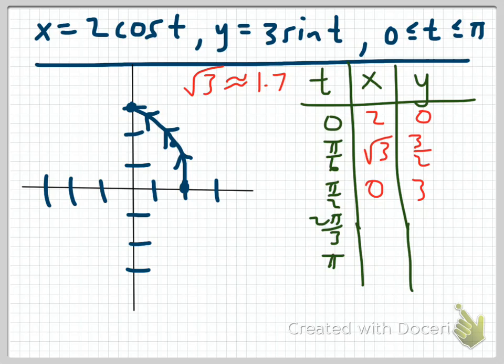And then picking a couple other values, 2 pi over 3, cosine of 2 pi over 3 is negative 1/2, and negative 1/2 times 2 is negative 1. And over here, for 2 pi over 3, sine is radical 3 over 2, so you get 3 radical 3 over 2. Well, I don't know what that is, so I don't care about that yet. Let's just figure out where it is when t is equal to pi. Cosine of pi is negative 1. Negative 1 times 2 is negative 2. Sine of pi is 0, so we go to negative 2, 0.